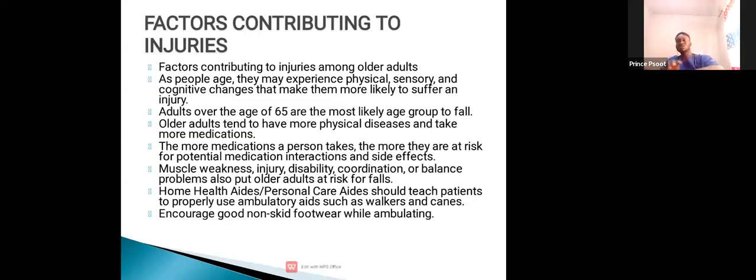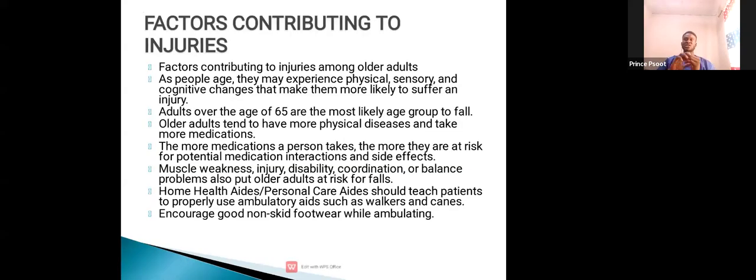Now let's consider the factors that contribute to injury. As you know, nobody loves injury. Injury is detrimental, bad, whatever I want to call it. So what are the factors that contribute to injury? Now, factors contributing to injuries among older adults.